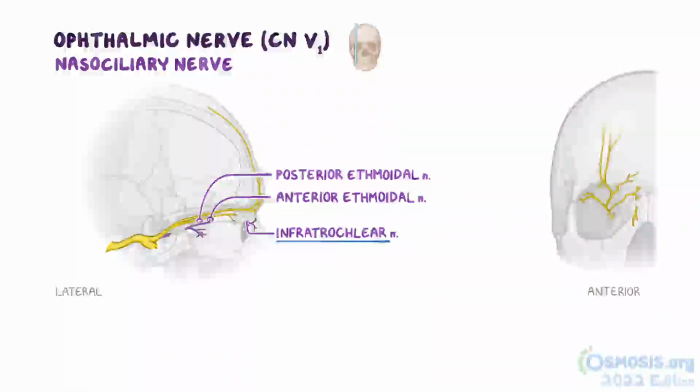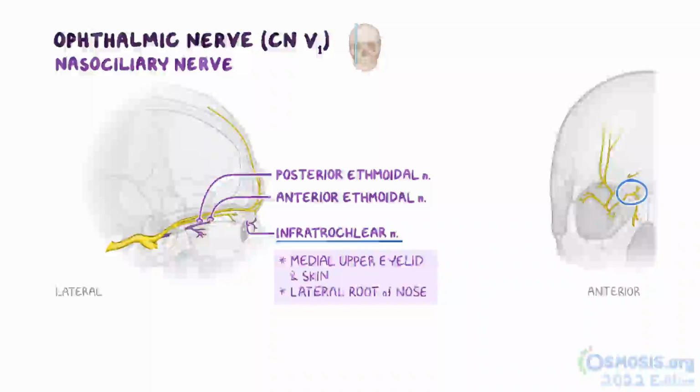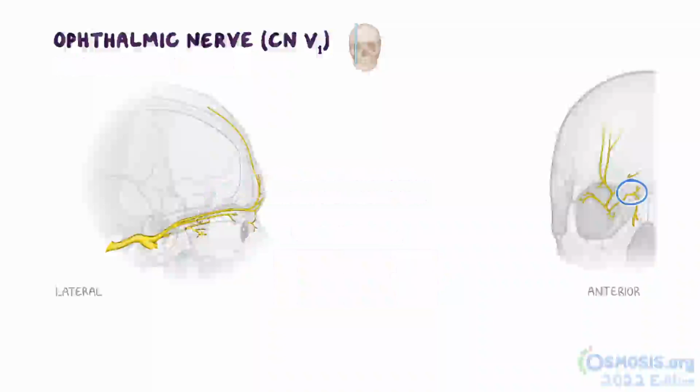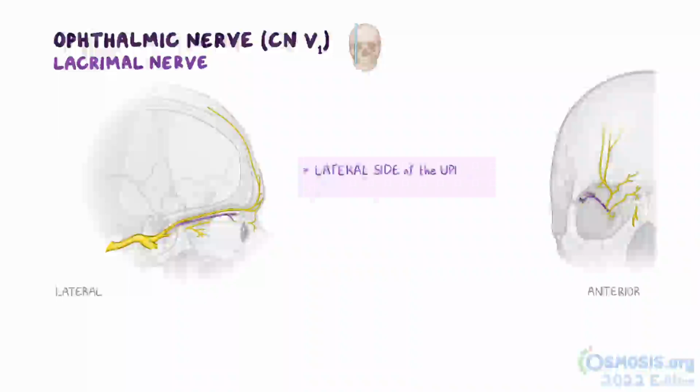The infratrochlear nerve is the terminal branch of the nasociliary nerve and exits the orbit on the medial angle. It innervates the medial part of the upper eyelid, the skin around it, and lateral to the root of the nose. The last branch of the ophthalmic nerve is the lacrimal nerve, which exits the orbit on the lateral angle and innervates the lateral side of the upper eyelid and the skin around it.